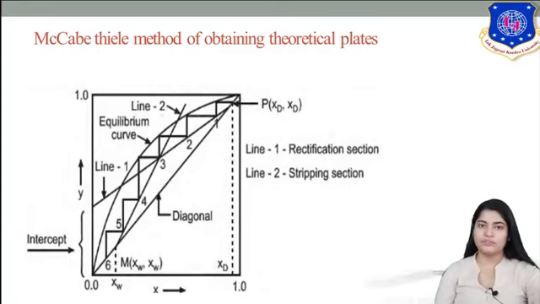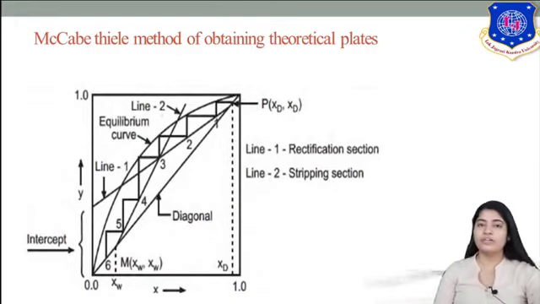Suppose you have to enrich A, and the feed composition is 0.3, so you have to enrich it from 0.3 to 0.9. You know that your distillate composition has to be kept at 0.9, and your feed composition is given. Based on that, what number of theoretical plates do you require to carry out this separation? A rough approximation is obtained from the McCabe-Thiele method.